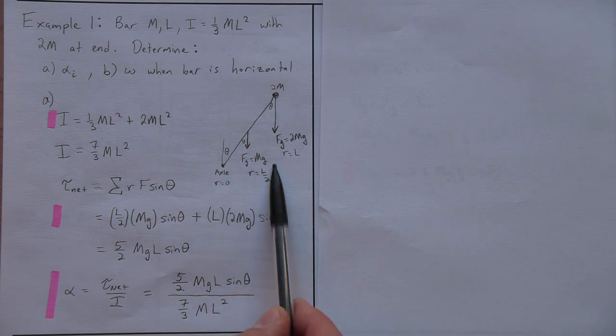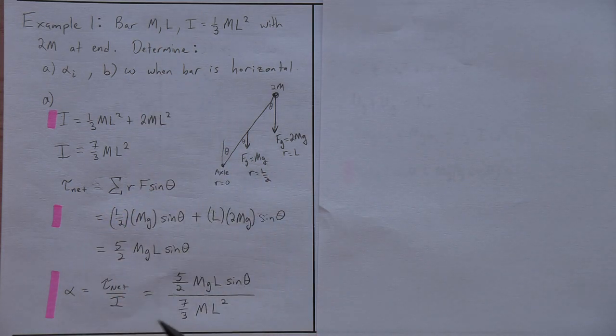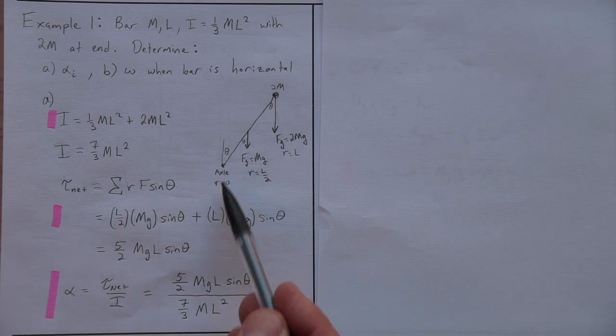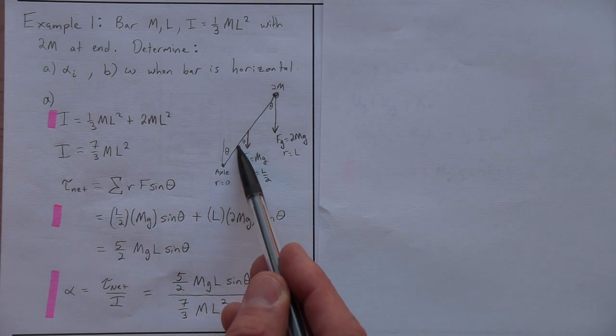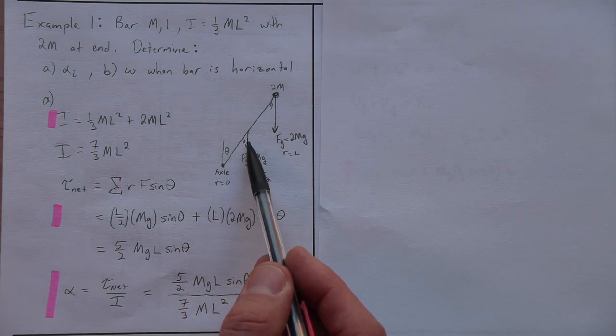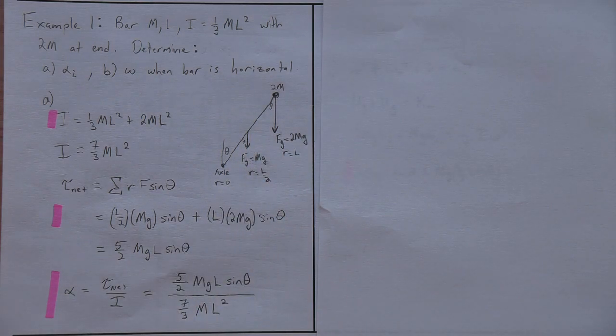And the weight is mg, the mass of the bar times 9.8 gives me the weight. I also have to think about what its radius is. So here's radius 0, the axle. This is half the bar up, so it's at radius L over 2. And this theta is the same as the theta between the radius and the force. So I have to think of all the r, F, and thetas for all the forces that generate torque.